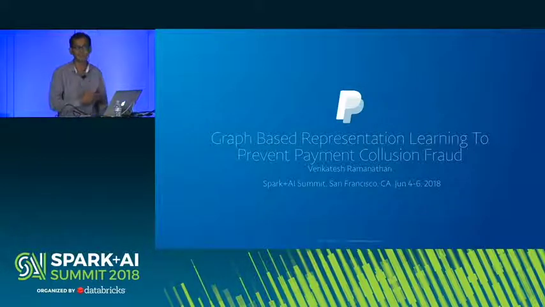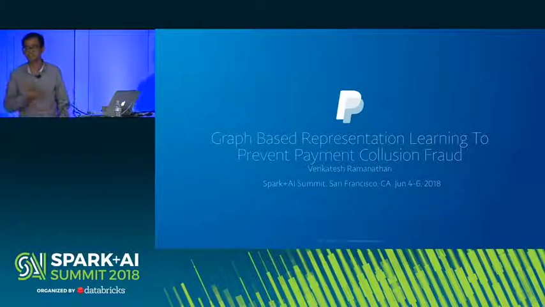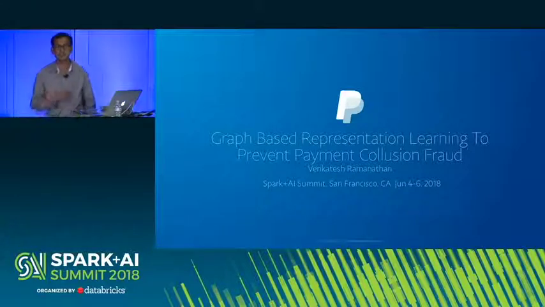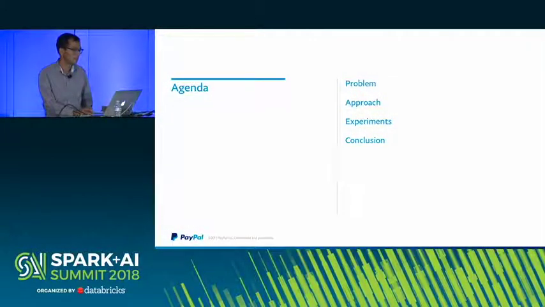I don't know if people have seen the earlier presentation. It was about word embedding. This is about embedding on graph structure, which is primarily node embeddings. So this agenda, essentially, I'll describe the problem of collusion fraud and the approach we take to solve collusion fraud. We conducted some large-scale experiments. I'll share some early findings from those results and conclude my talk.